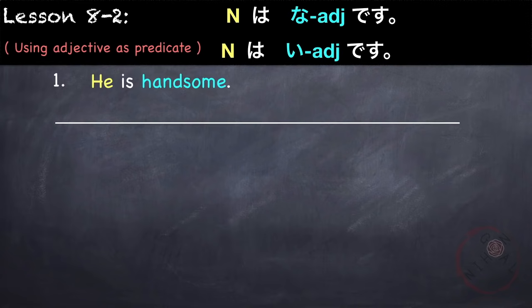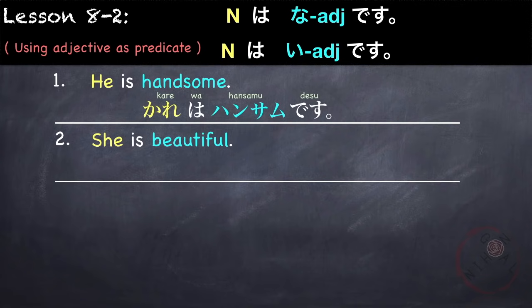Example, he is handsome. Noun is he. Kare wa. Our adjective is handsome, which is a na-adjective. Handsome desu. Kare wa handsome desu. She is beautiful. Kanojo wa. Beautiful is kirei, which is also a na-adjective. Kanojo wa kirei desu.